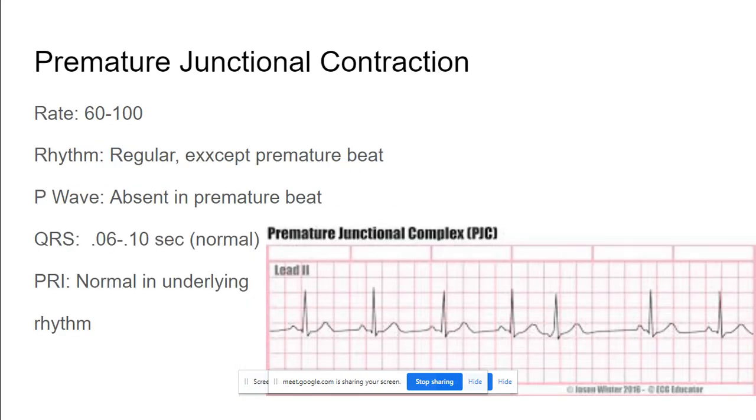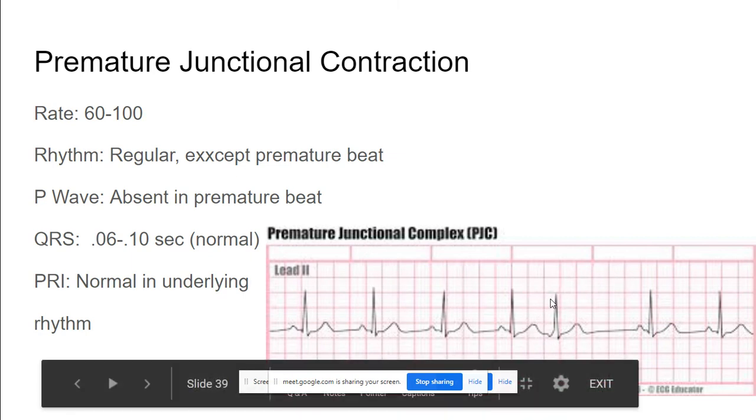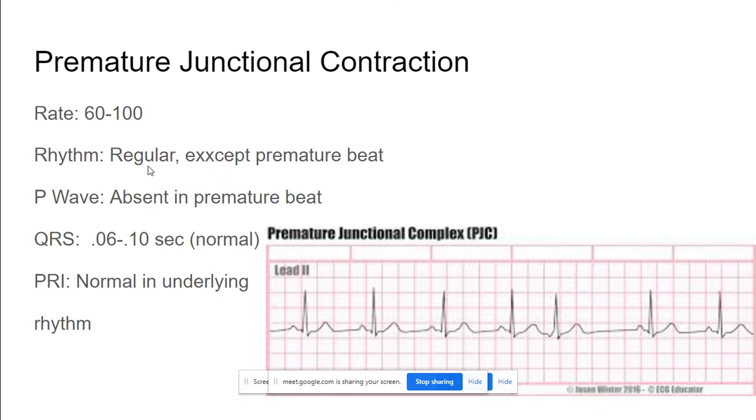Okay, a PJC, because we've been talking about premature contractions, you're going to see a regular underlying rhythm, and then all of a sudden this premature contraction, which is right here. Okay, and it's like, why are you right there? You should be over here a little bit more. So, oops, I have a typo right there. The underlying rhythm is regular except for that premature beat. The rate is 60 to 100.